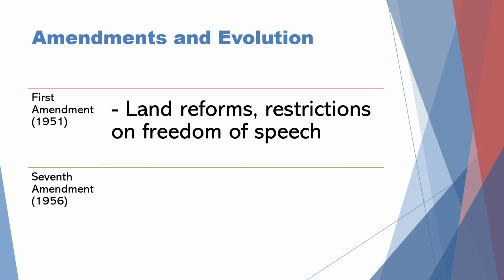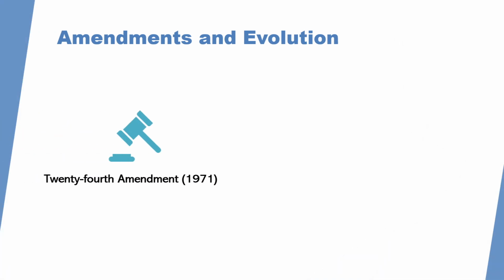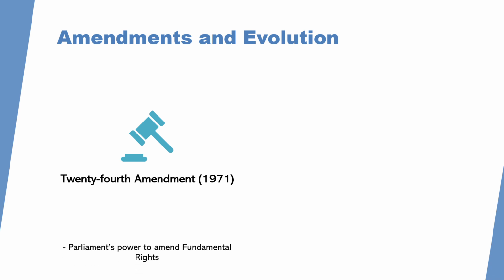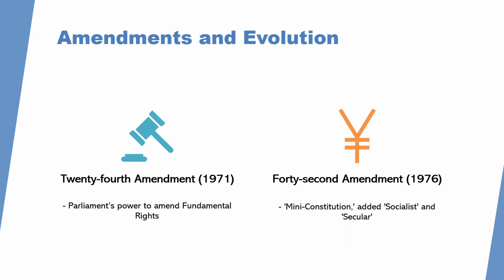Second one is Seventh Amendment 1956. This amendment reorganized states on a linguistic basis, altering the federal structure to accommodate linguistic diversity. Third one is 24th Amendment 1971. This amendment asserted Parliament's power to amend any part of the Constitution including fundamental rights. The fourth one is 42nd Amendment 1976. Known as the Mini Constitution, this amendment brought significant changes including the addition of the words socialist and secular to the preamble and the expansion of the directive principles.